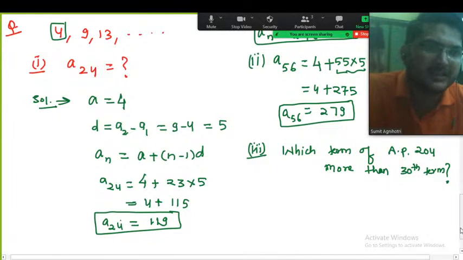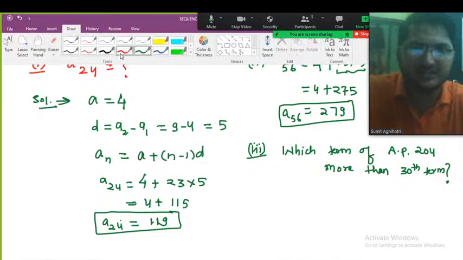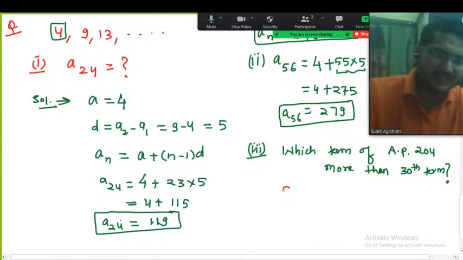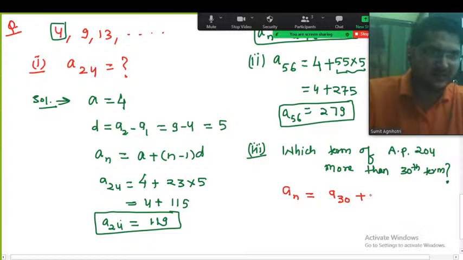Which term of an AP is 204 more than its 30th term? In order to solve such a question, we can assume that the nth term of the AP is 204 more than its 30th term. We can assume it like this.